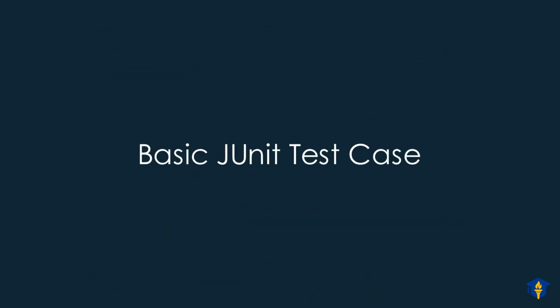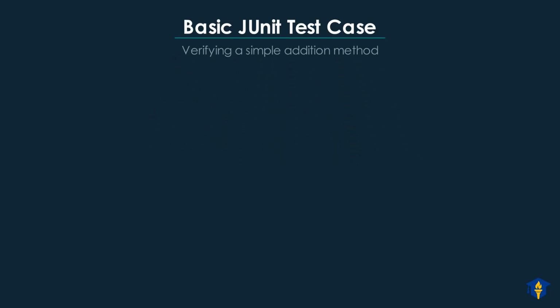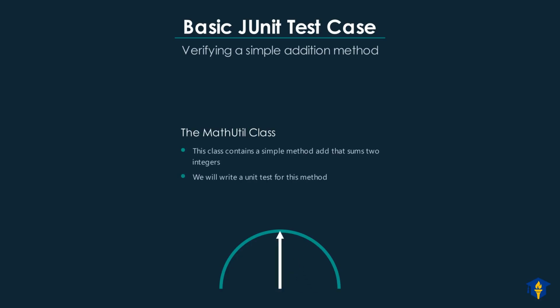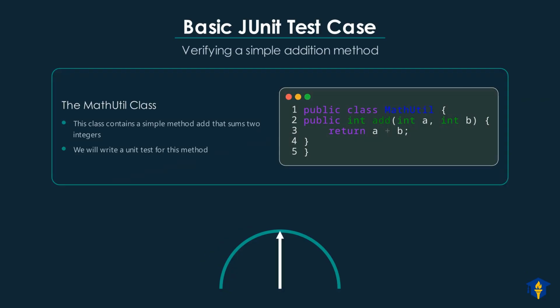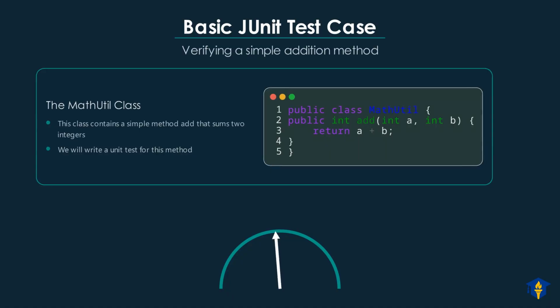Let us now walk through a basic JUnit test case to see these concepts in action. We will focus on verifying the functionality of a simple addition method. Here, we have the math utility class, which contains our target method. This class includes a straightforward method called add, which simply sums two integers for us. This Java code defines the math utility class and its add method, which calculates the sum of two numbers.